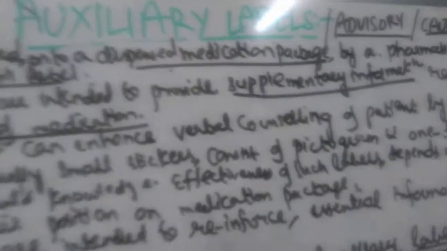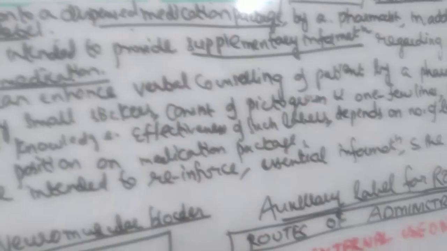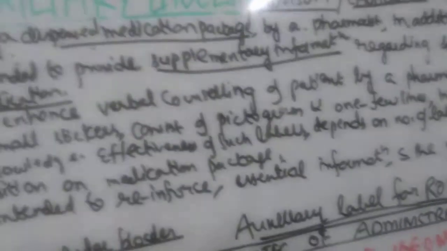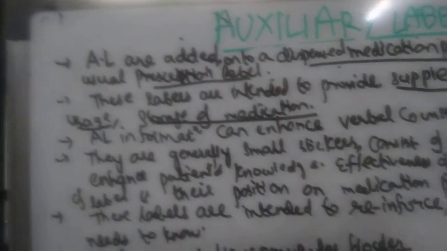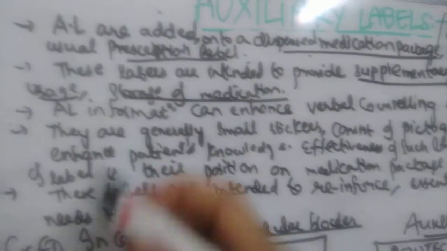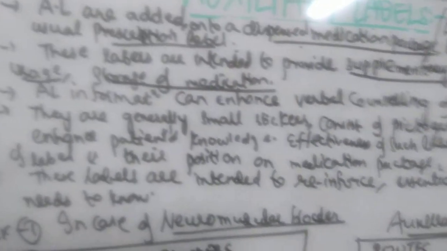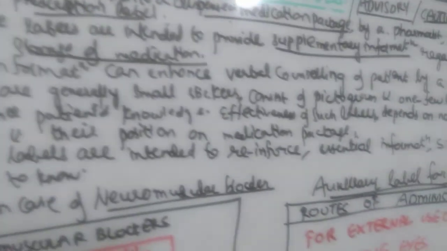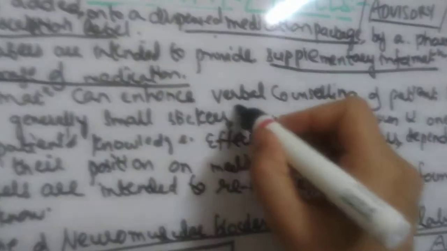and this information will be written in a patient information leaflet. But in addition to all this, auxiliary labels are also intended to give you some extra information regarding how to administer the medicine safely, how to use it, and how to store it in a proper place. Okay, so auxiliary label information is an extra, an advisory, or in a way it is cautioning you if the medicine is dangerous. This auxiliary label information can enhance the verbal counseling of the patient by a pharmacist.